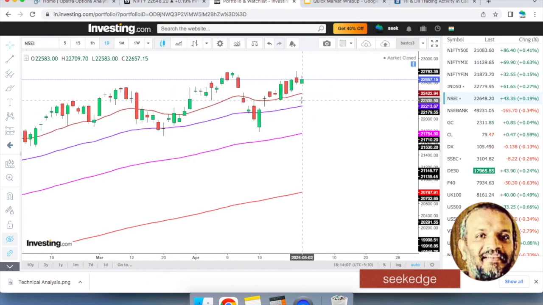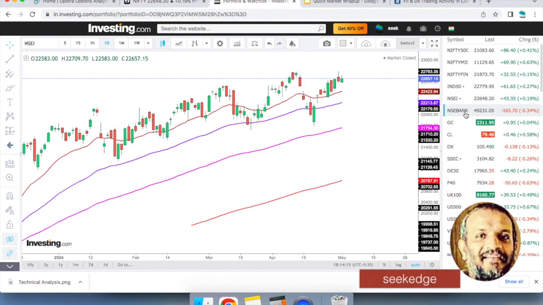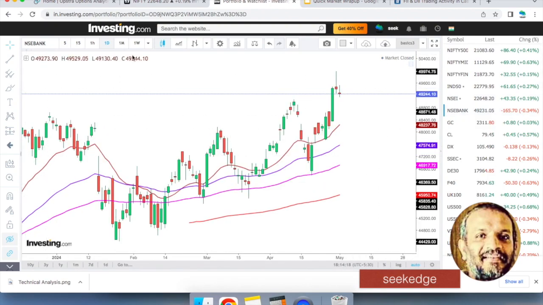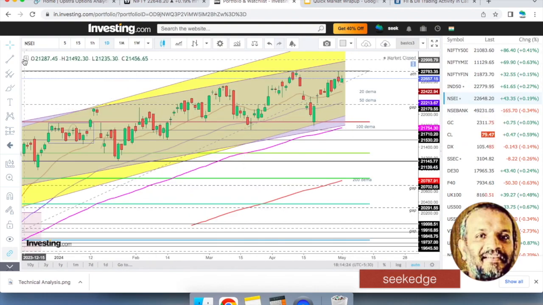It's a small body green candle. If the price moves below yesterday's candle's low, then they may have trouble. Banknifty has more trouble. Looking at this now, let's try to figure out what the Bollinger Band is saying.